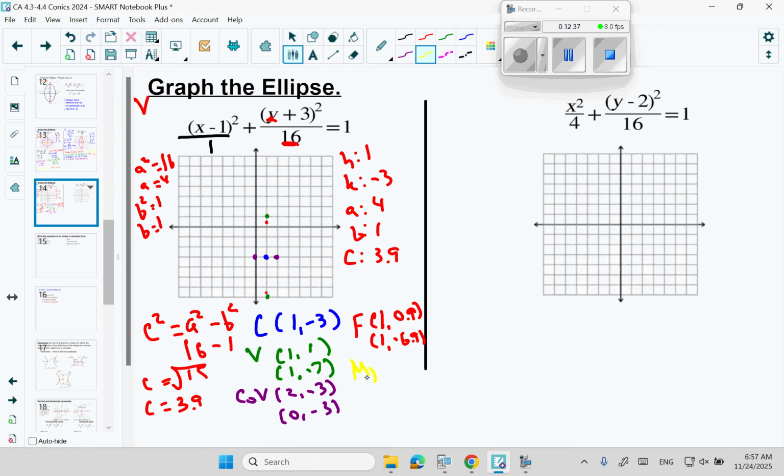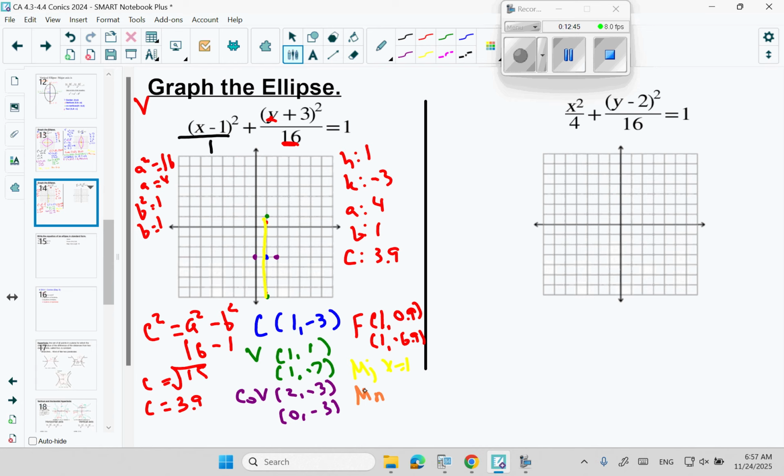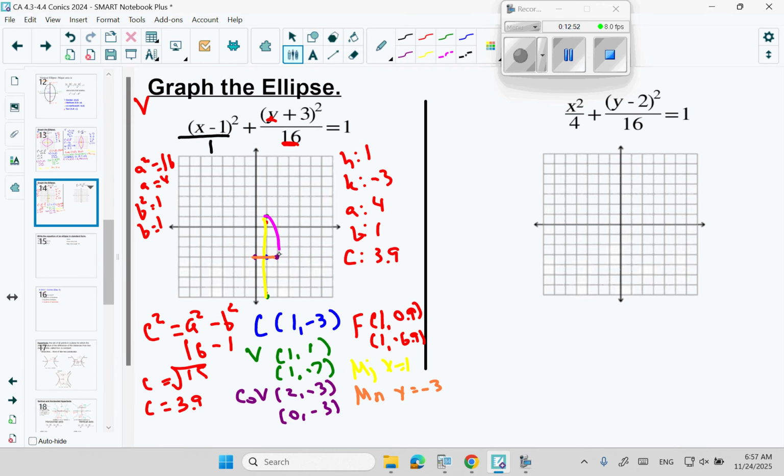Major axis is going to be x equals 1. Minor axis is going to be y equals negative 3. Then, of course, we can connect these.